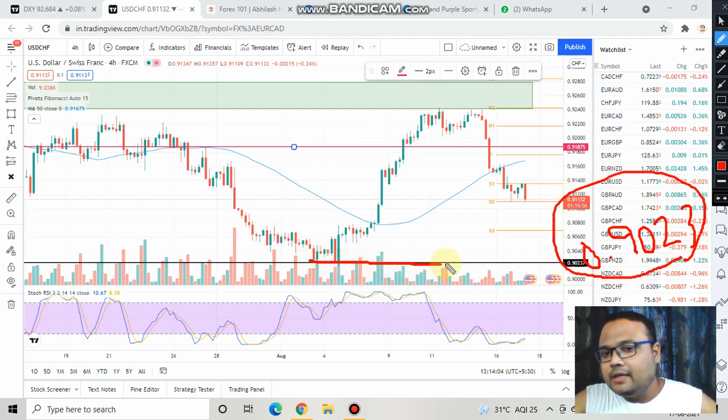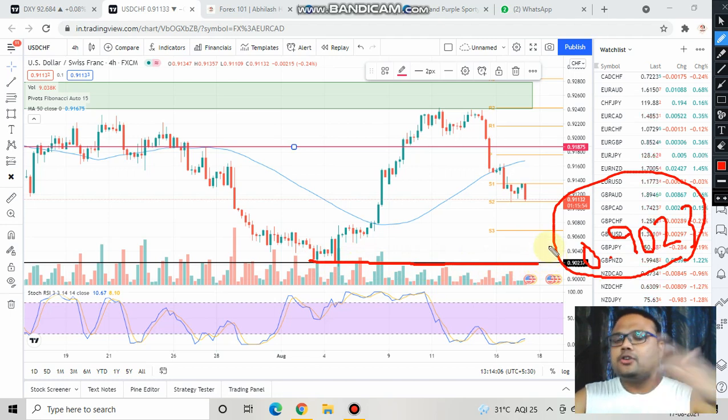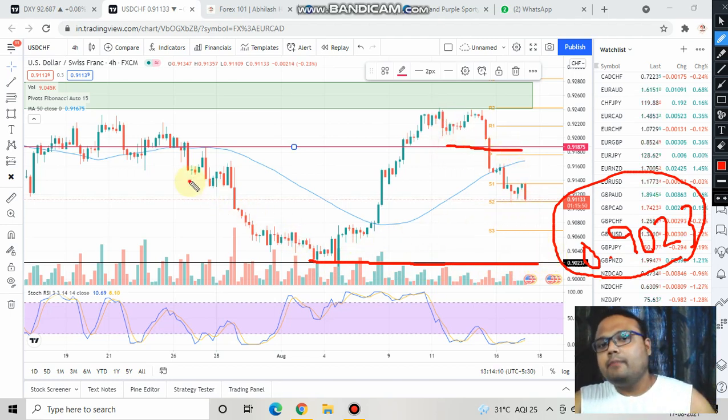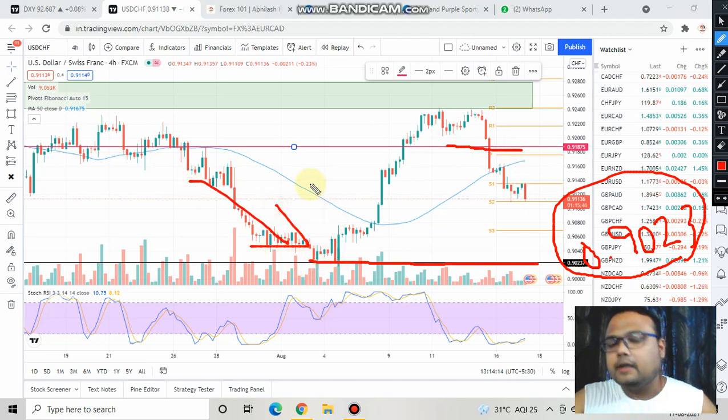This support level is not strong enough, not strong like the resistance, this level, but still we can see that when market fell sharply, this was the level that provided support to the market. Therefore we have a resistance from the weekly chart which is very strong, and we have a support. Okay, we have a support here.